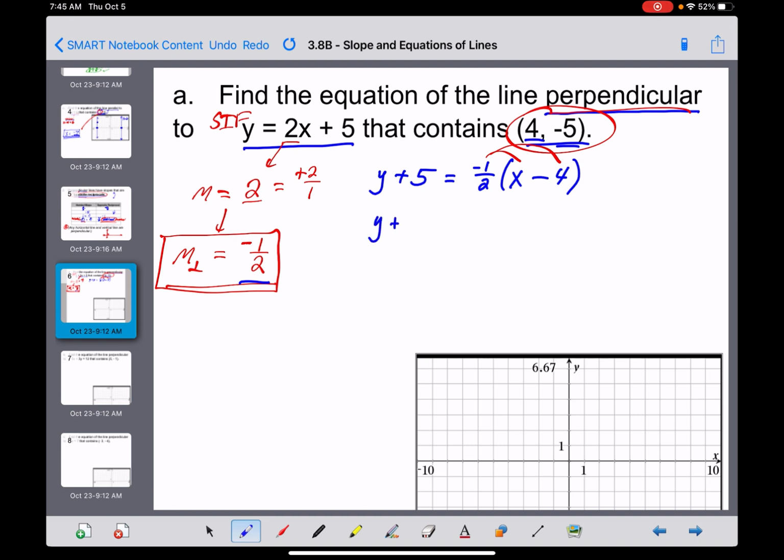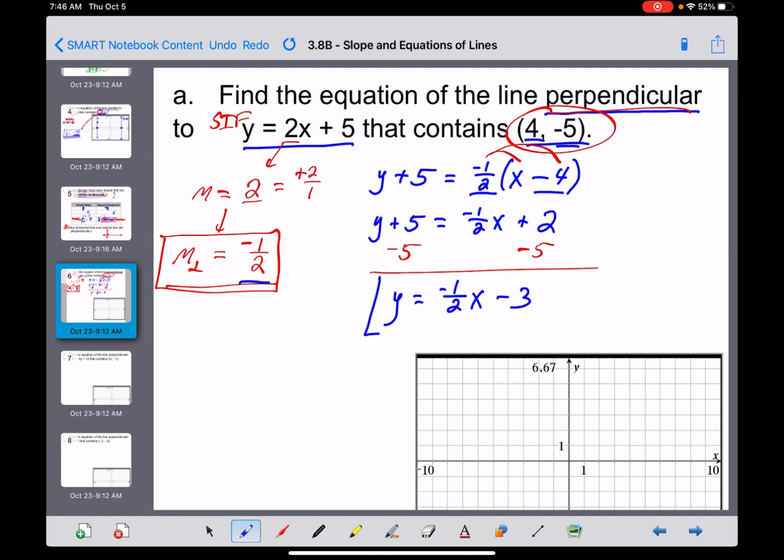So y plus 5 will equal, that's a negative 1/2 x. I now see a negative times a negative, that'll be plus, and half of 4 is just 2. All we have to do now is subtract a 5 from both sides, and we should be done here, guys. Y is equal to negative 1/2 x, plus 2 minus 5 is going to be a minus 3, and I believe that's our answer there.